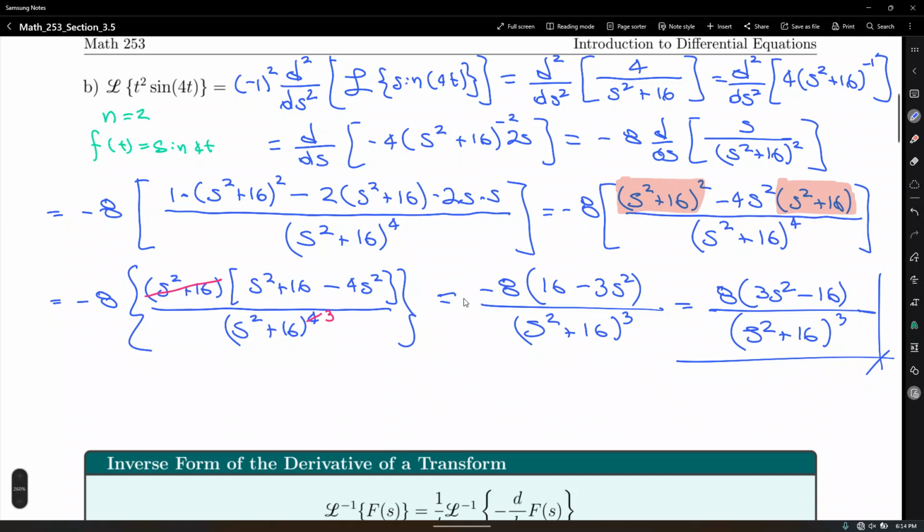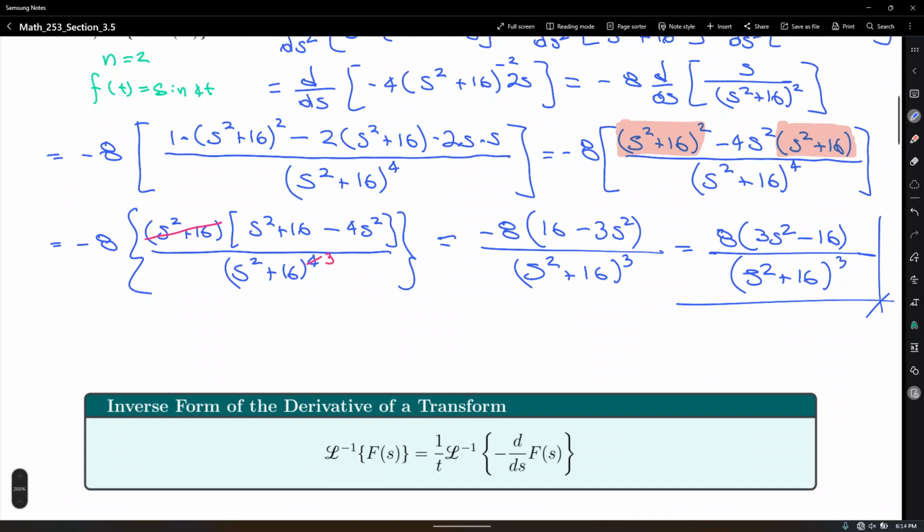Okay, what about the inverse form of what we just did here? So what are we going to do? We're going to find the inverse transform of some function of s, right? Well, what did we do to find derivatives of a transform? Didn't we multiply by powers of t? Well, the inverse of multiplication by t is going to be to divide by t. So 1 over t times the inverse transform of negative the derivative of F of s. All right, we're still going to differentiate, but you'll see what we're going to do here.